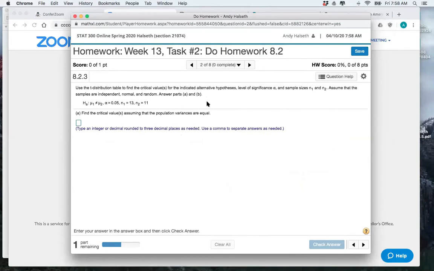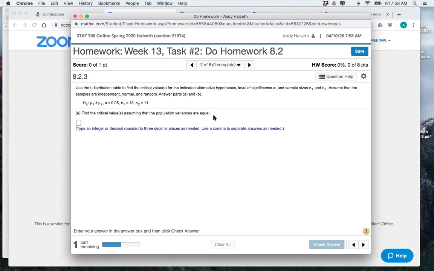So this one, all you're doing is finding critical values, and what I have is that HA is that mu1 does not equal mu2, so that not equal symbol just means it's a two-tailed test. I've got an alpha, and then I've got two n's, because there are two samples. And then the first says, find the critical values assuming the population variances are equal. So if you look back on your handout, assume the population variances are equal is that left-hand formula, where the degrees of freedom say just add n1 plus n2 and subtract 2.